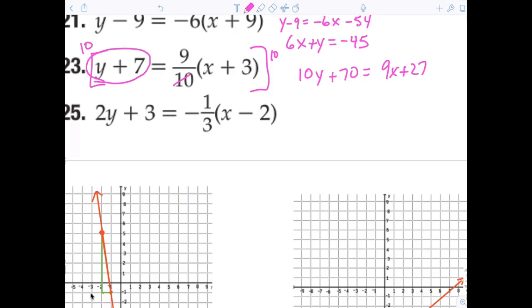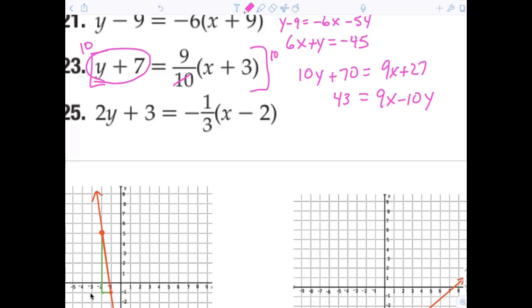Okay. So now, we move the 10y to the right side. Very good. And then, so 9x minus 10y. Now what do I do? And then, subtract 27 to the other side. Yes, you do. So it'll be 43. Right? Is it 43? Yeah. Subtract 20 first, and then subtract 7.